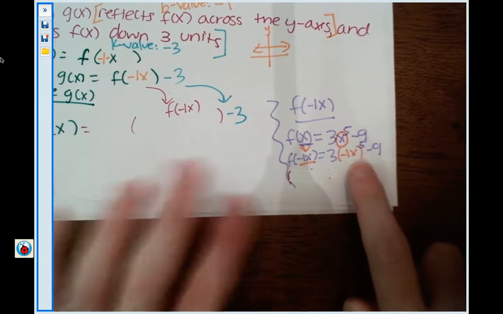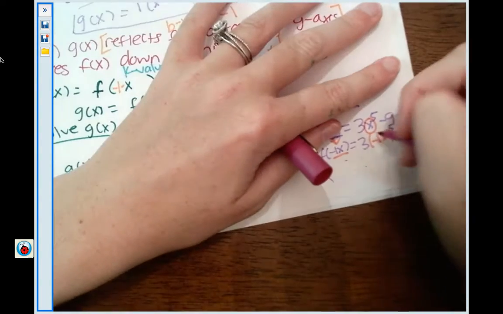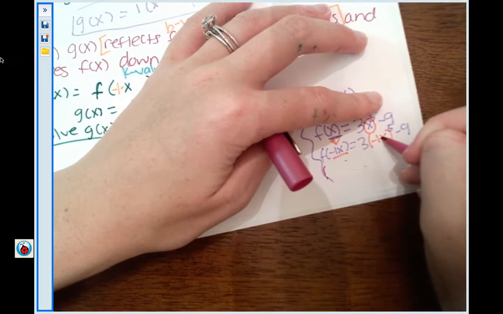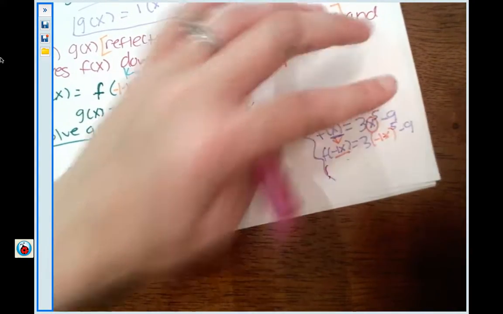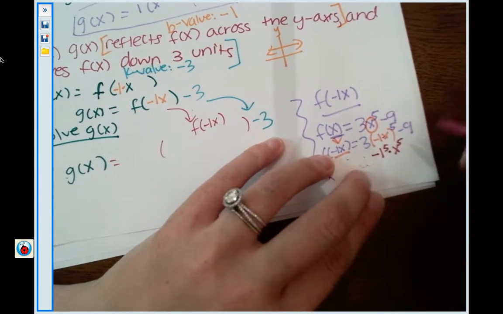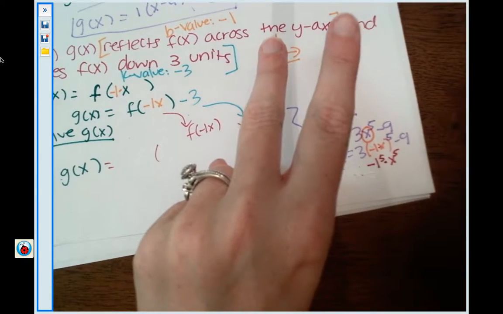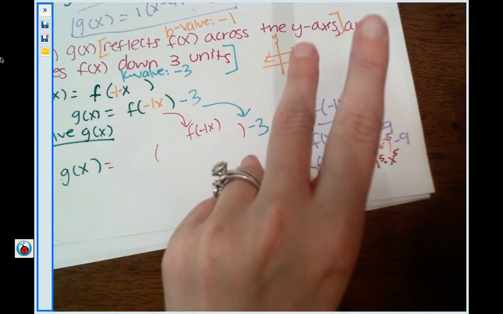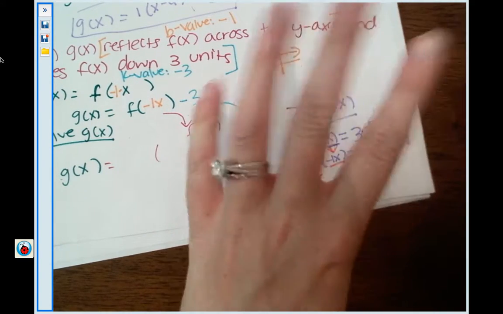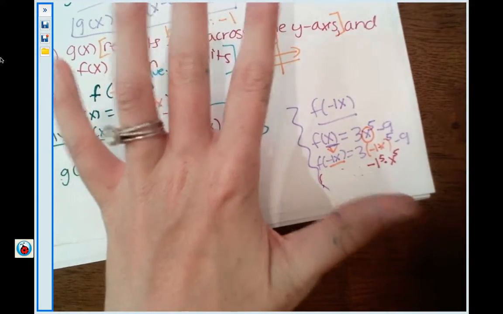Alright, let's talk about what this negative 1x to the 5th is, before we write out what f of negative 1x is. So remember, you guys, when you have more than one number raised to an exponent and they're multiplying together, you raise each of those to that exponent. So this is like negative 1 to the 5th times x to the 5th. Alright, let's figure out what negative 1 to the 5th is. So negative 1 times negative 1 is positive 1, and positive 1 times negative 1 is negative 1.